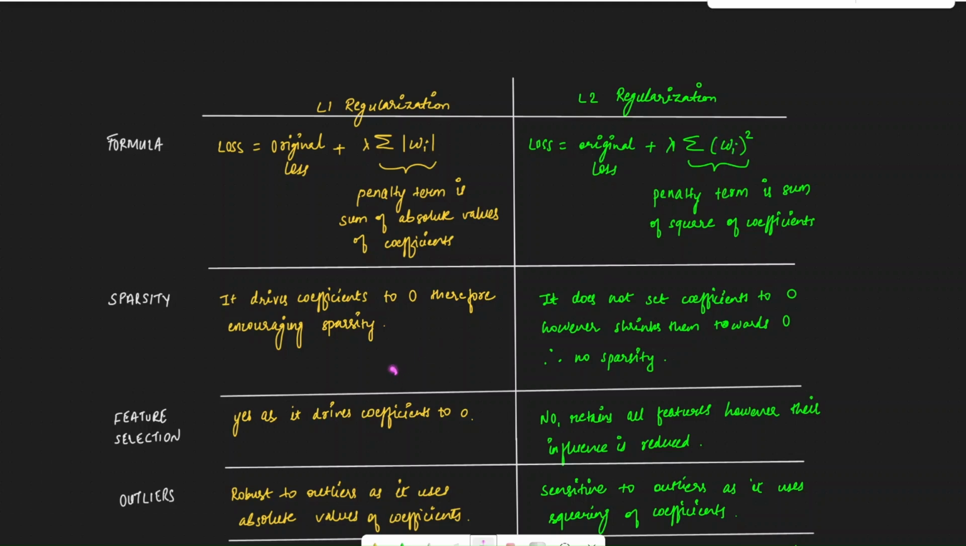Now talking about sparsity, L1 regularization drives coefficients to 0 and therefore it encourages sparsity, whereas L2 regularization does not set these coefficients to 0. Our coefficients shrink towards 0, but they will never become 0, and therefore we do not experience sparsity in L2 regularization.